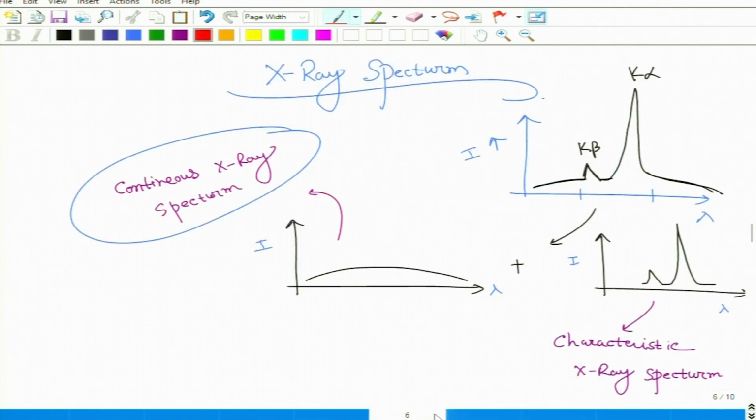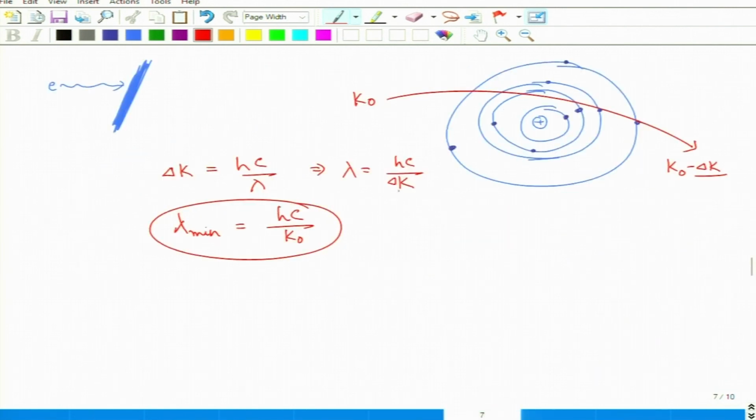So in this graph, this lambda min is actually hc by k0. This depends totally on k0. What is k0? K0 is the kinetic energy. What is the kinetic energy? It should be eV. So lambda min should be hc by eV. We already know this.